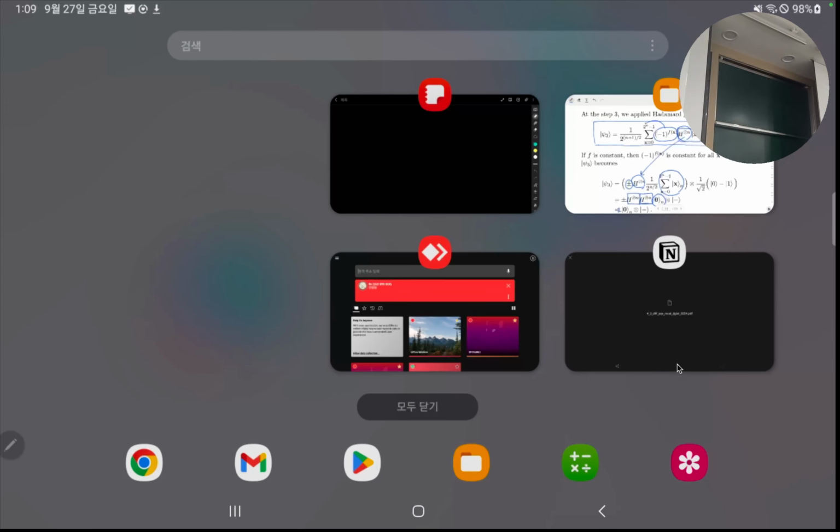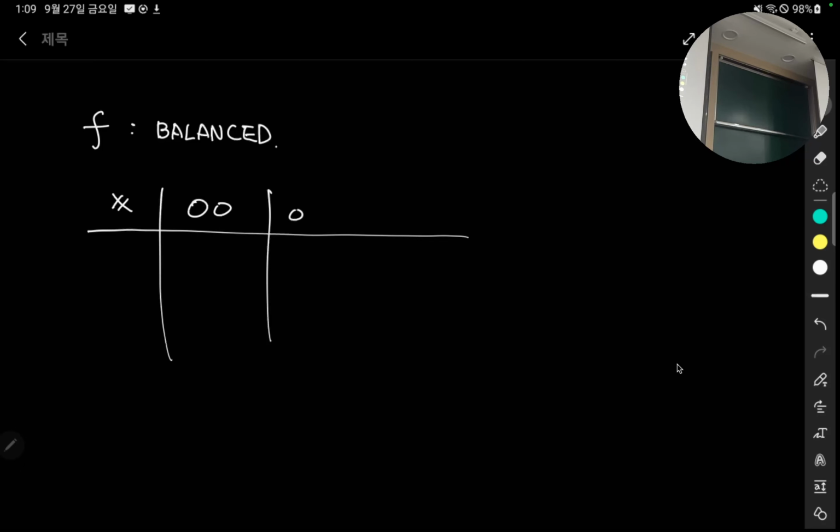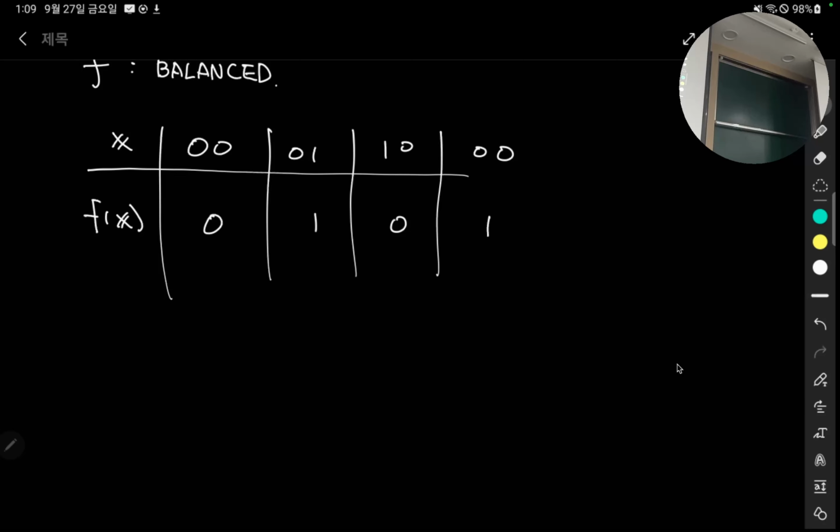So let's think about the case when f is balanced. Let's take n equals 2. I have x as 0, 0, 0, 1, 1, 0, 1, 1, and f of x to be 0, 1, 0, 1. Okay. Now let's think from the beginning.